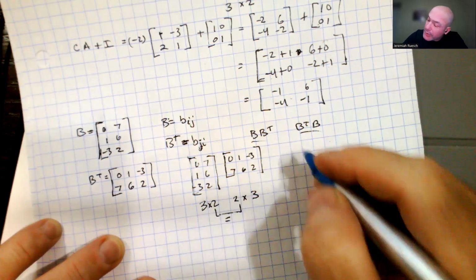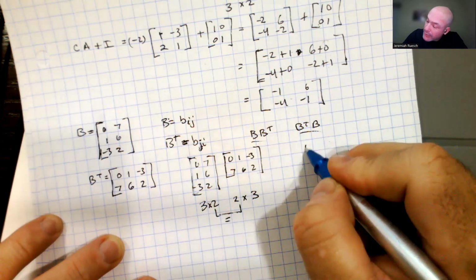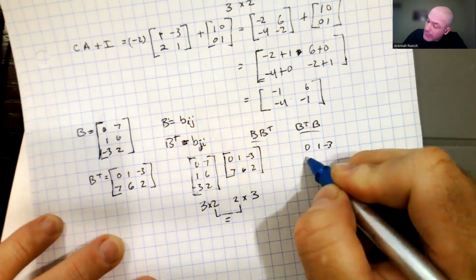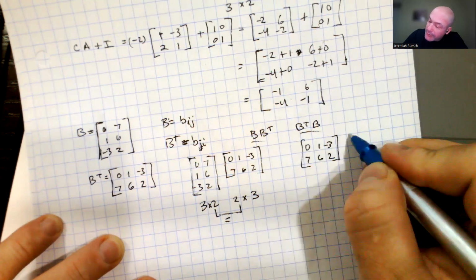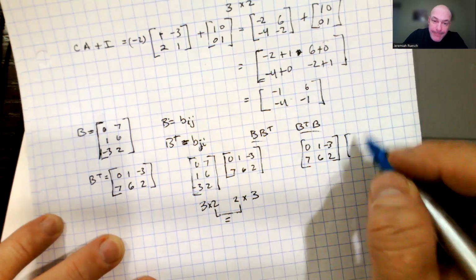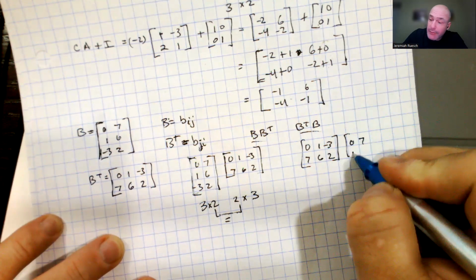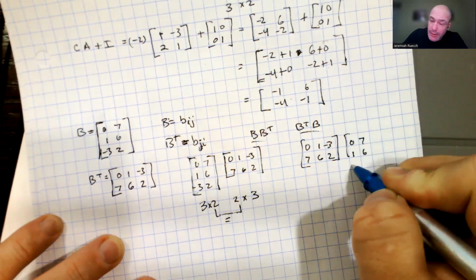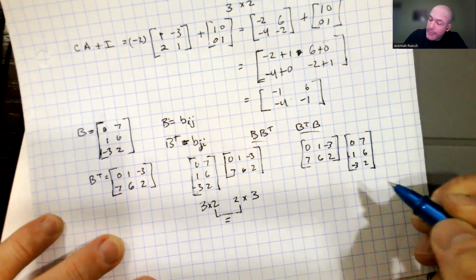Okay, just real quick, let's look at B transpose. And that's 0, 1, -3, 7, 6, 2. Is this product well defined? Pause the video and calculate it for yourself. All right, so when you've had a chance to do that, let's go ahead and dive in and see if you were picking up the same result.